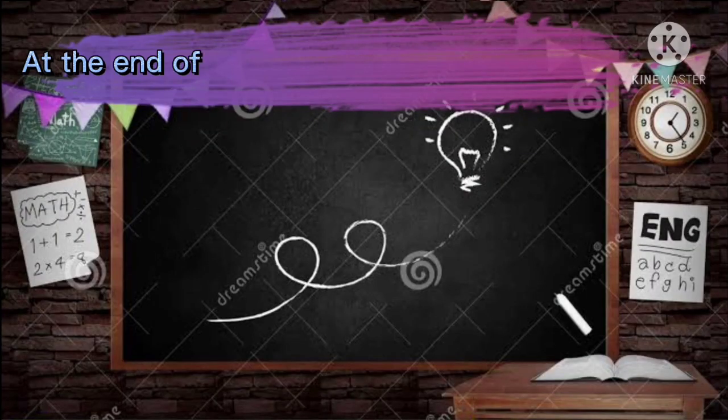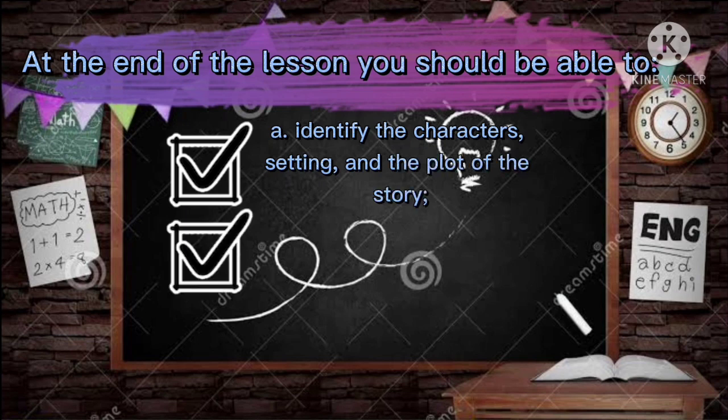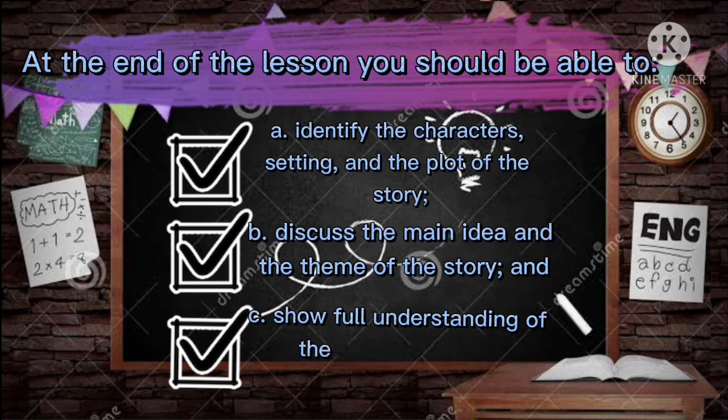At the end of the lesson, you should be able to, first, identify the characters, setting, and the plot of the story. Second, discuss the main idea and the theme of the story. And lastly, show full understanding of the text through an assessment.